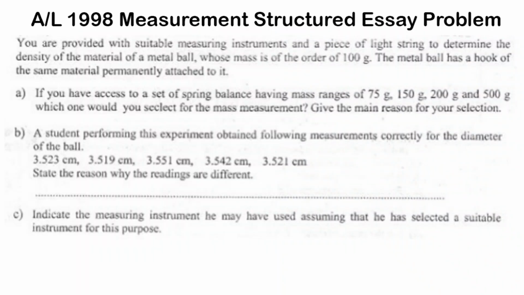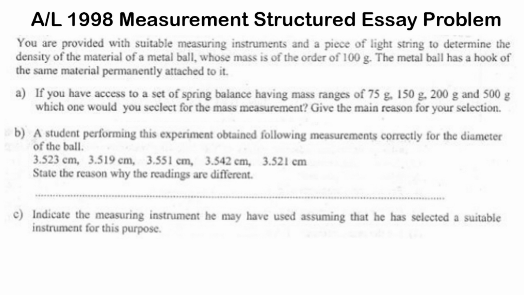You are provided with suitable measuring instruments and a piece of light string to determine the density of the material of a metal ball whose mass is in the order of 100 grams. It is not the correct value. It is an approximate value. The metal ball has a hook of the same material permanently attached to it.